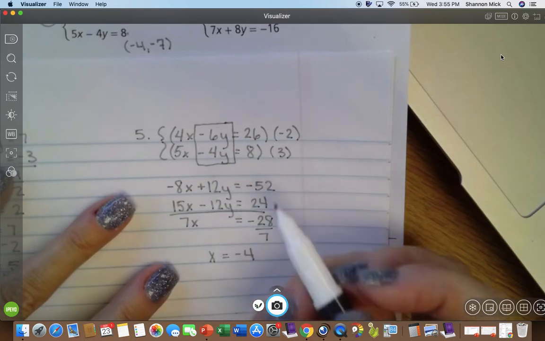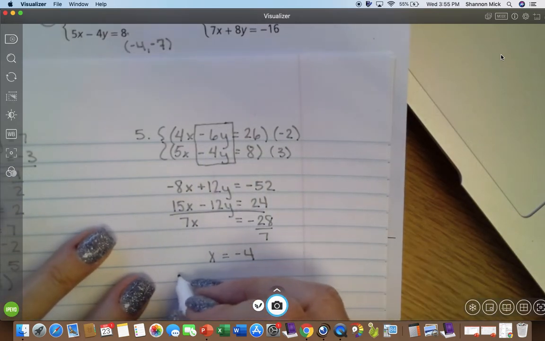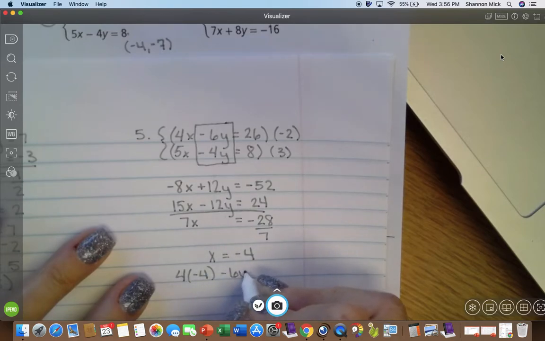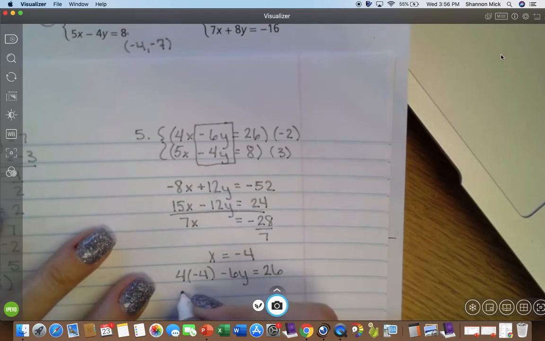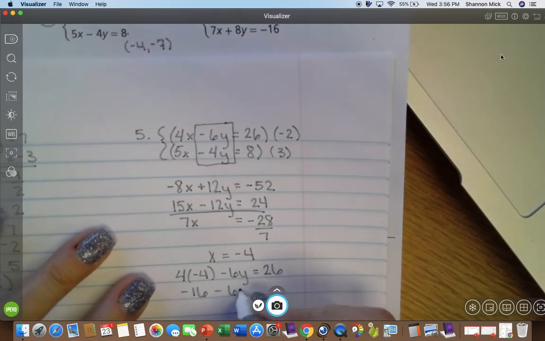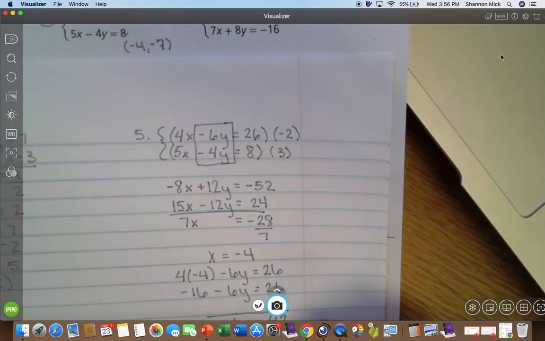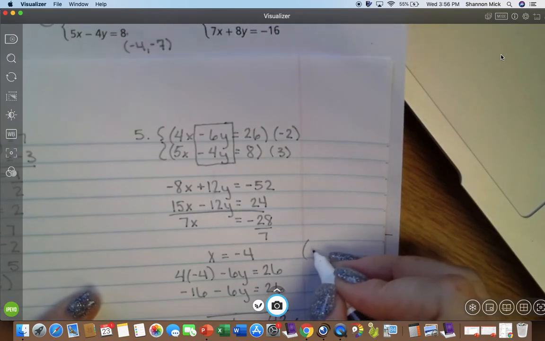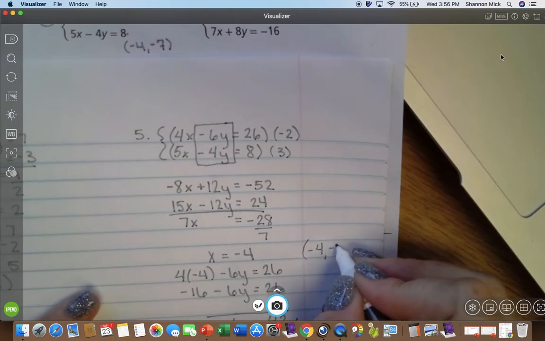I'm just going to choose the top one just because it's convenient. So I have 4 times negative 4 minus 6y equals 26. So I have negative 16 minus 6y equals 26. I'm going to add 16, and I get negative 6y equals 42. So y equals negative 7, excuse me, when I divide by negative 6. And then my ordered pair is (-4, -7).